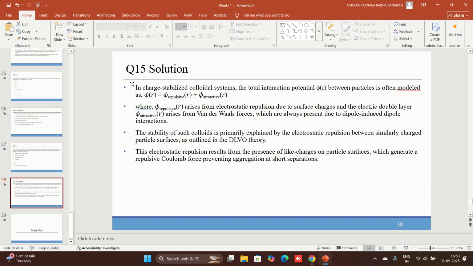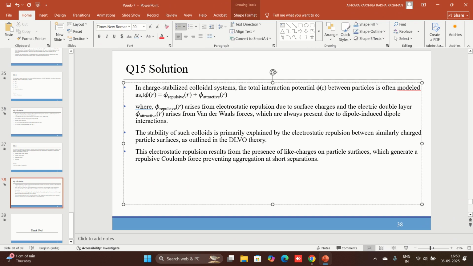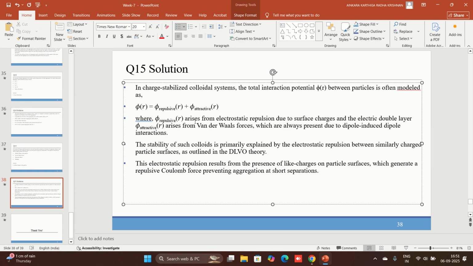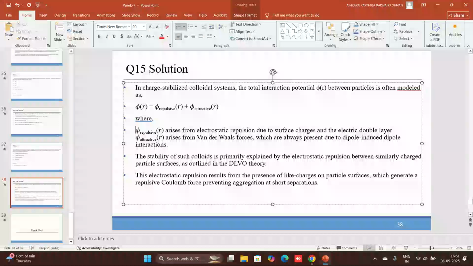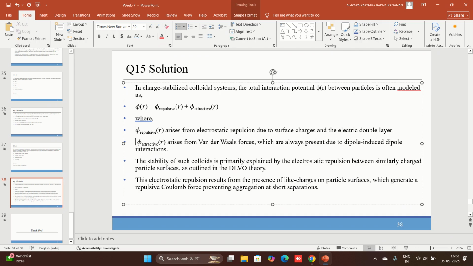We'll discuss it. In a charge stabilized colloidal system, the total interaction potential between particles is often modeled as phi r equals phi repulsive r plus phi attractive r, which is given in the question itself, where phi repulsive r arises from electrostatic repulsion due to surface charge and electric double layer. Phi attractive r arises from van der Waals forces, which are always present due to induced dipole interactions.